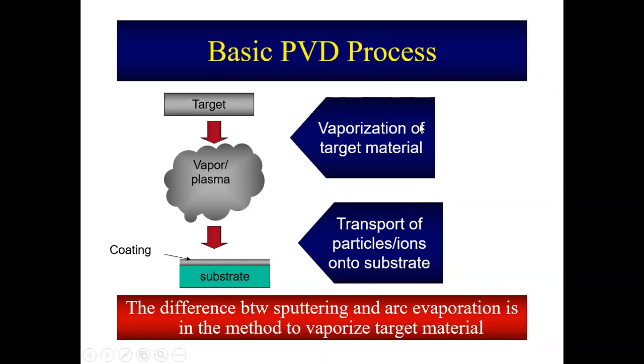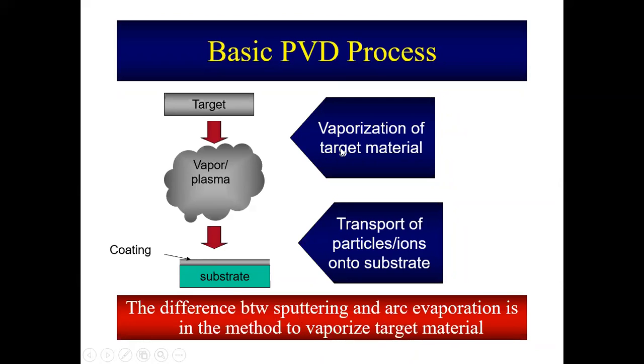One is vaporization of the target material, how you vaporize from solid to vapor. Second, how do you transport the particles, the vapor? When you vaporize the target material, it becomes atoms or ions, right? So how do you transport these particles, either atoms or ions, onto the substrate? And the difference between sputtering and arc evaporation is in the methods to vaporize target material.